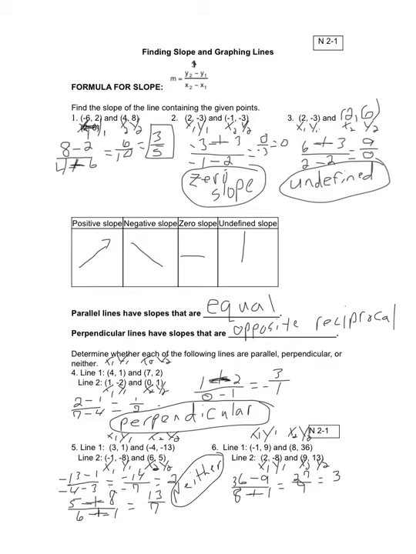Okay, line 2. Y2 is 13, minus Y1, which is a negative 8. Again, a minus makes a plus. All over X2, which is 9, minus X1, which is 2. 13 plus 8 is 21, over 9 minus 2 is 7. Okay, cannot reduce it, but we can divide evenly. 21 divided by 7 is 3.